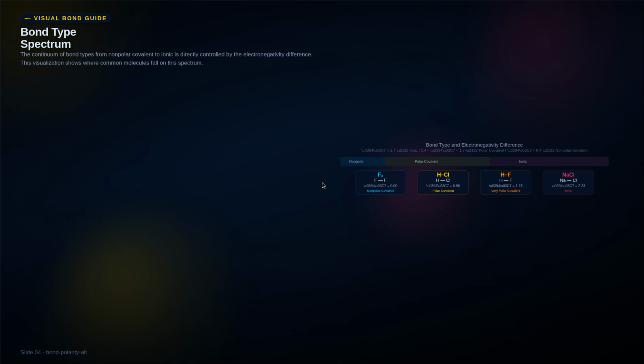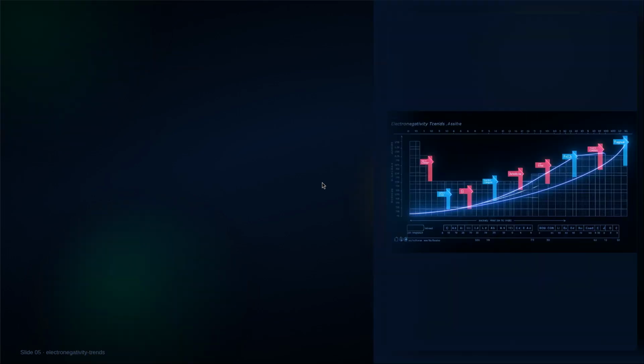Notice how the bond type changes from nonpolar to very polar covalent to ionic as the electronegativity difference increases. The percentages of ionic character can be calculated using the formula 16 times delta chi plus 3.5 times delta chi squared.